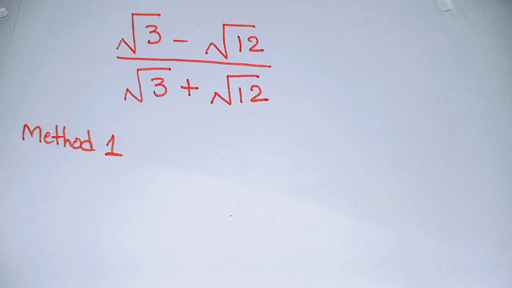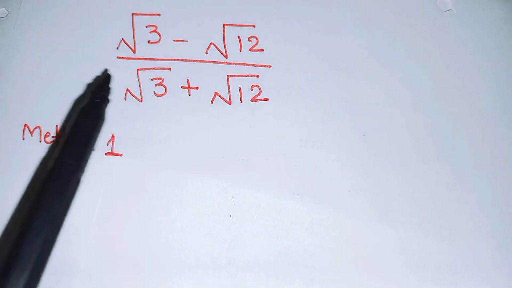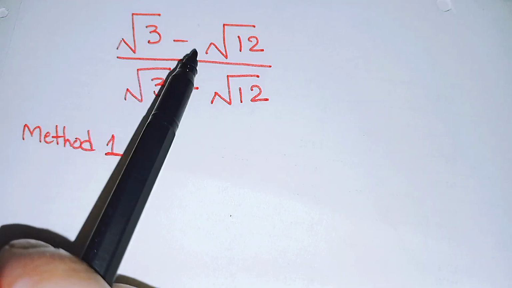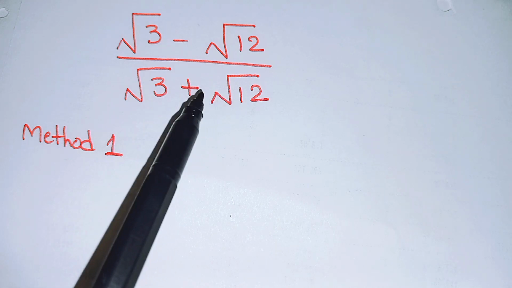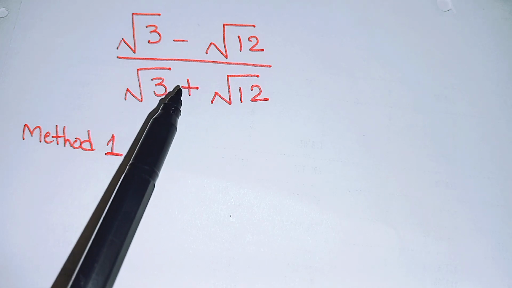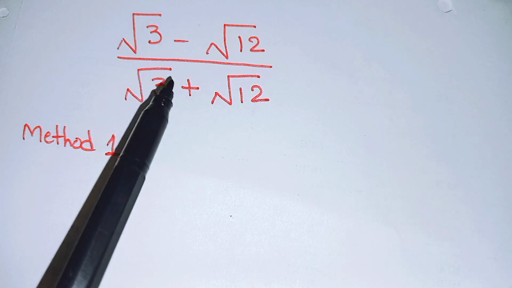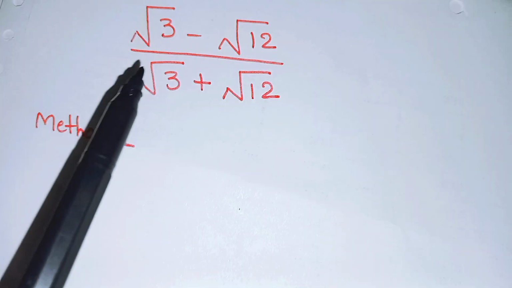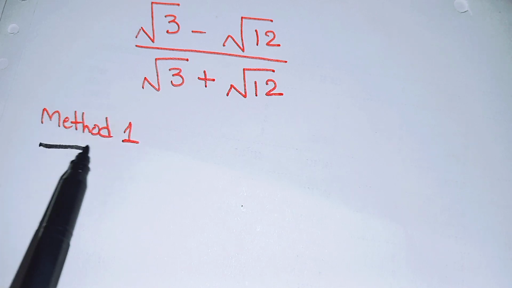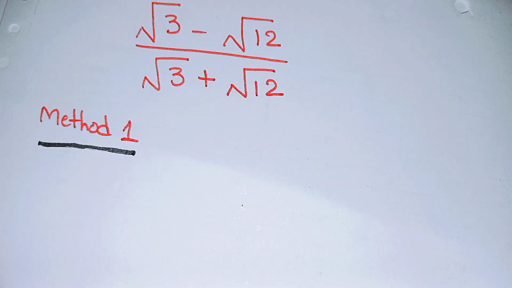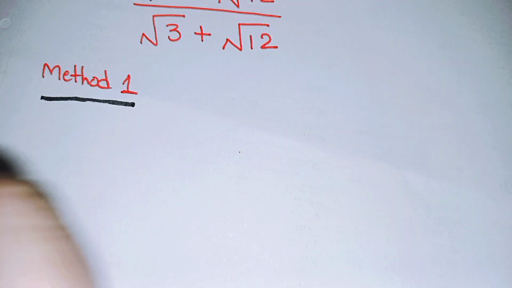In this video we are going to solve a nice algebraic simplification problem: the square root of 3 minus the square root of 12, over the square root of 3 plus the square root of 12. We will solve it using different methods. First of all, we can solve with the help of the first method.